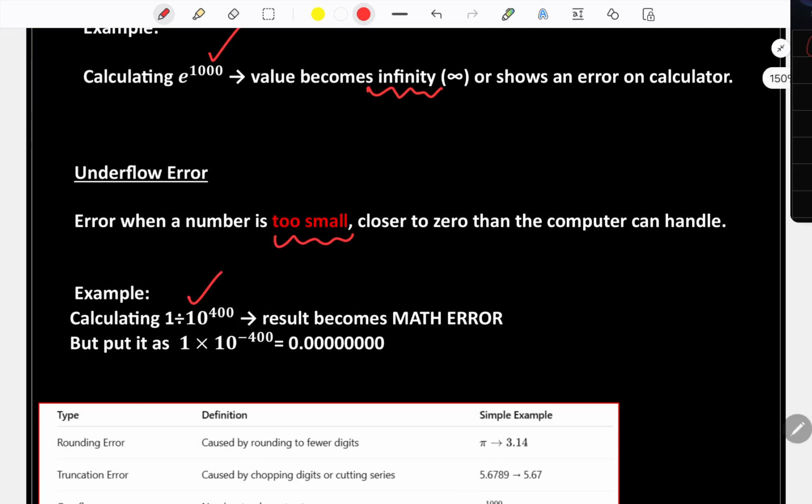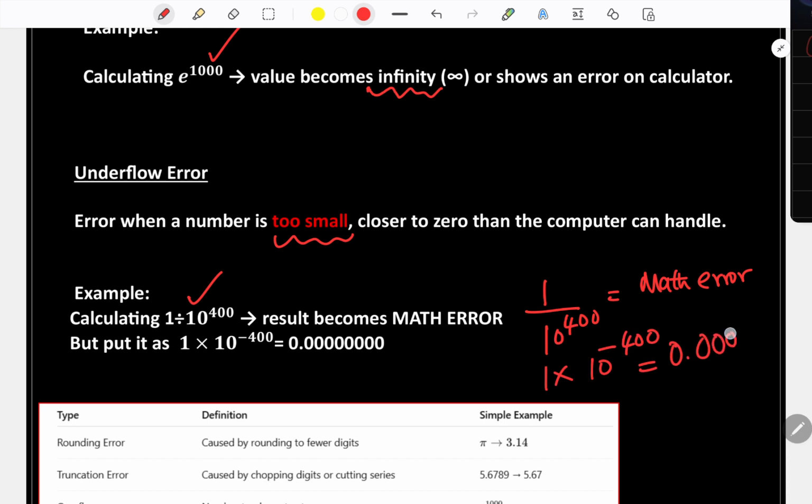Right. For example, let's give another one. You just divide in the calculator, 1 divided by 10 to the power of 400. If you do it in the calculator, it gives a math error. But at the same time, if you do 1 multiplied by 10 to the power of minus 400, it will give you 0.000. Error means what?